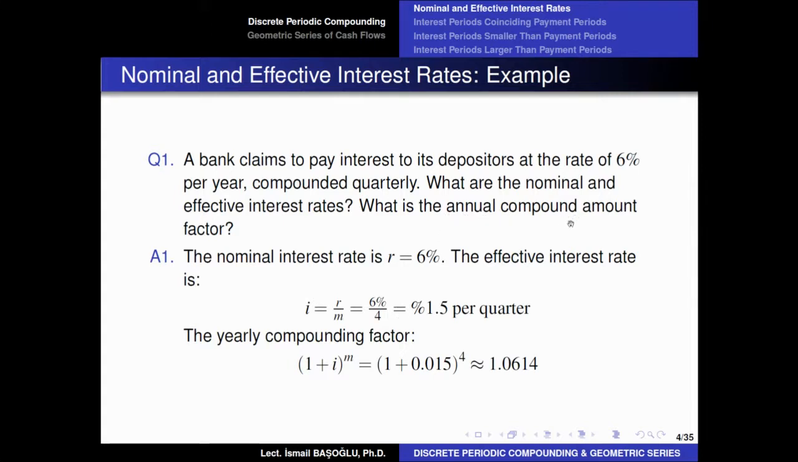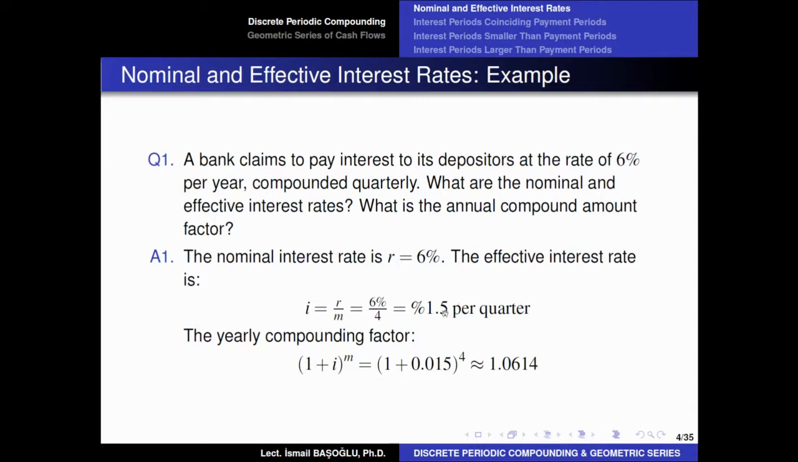This is going to be called the annual compound amount factor. Now you see, your $1 is going to be exposed to 4 compounding interests per year, in each quarter at a rate of 1.5%. Therefore, there will be 4 times compounding for your $1, and the yearly compounding factor will be (1 + i)^m, where i is the interest rate for each quarter and m is the number of quarters in a year. So your $1 will become 1.0614. 1.0614 is basically the annual compound amount. And this 6.14% is called the effective interest rate per year.